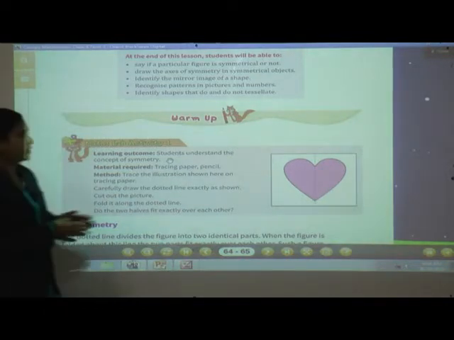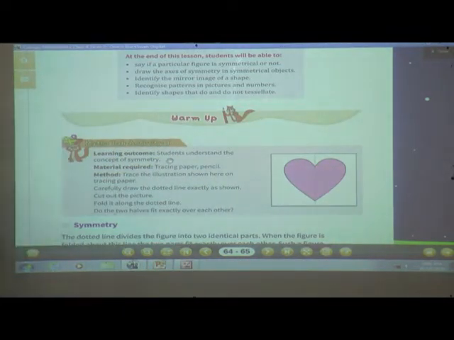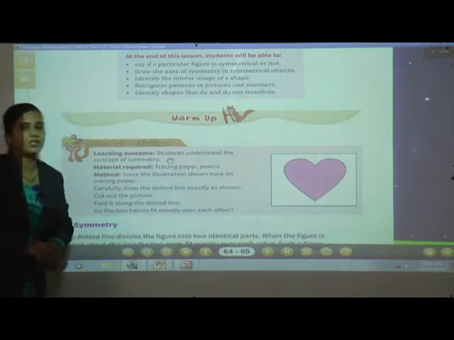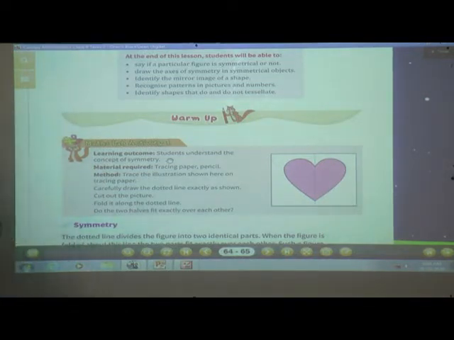Carefully draw the dotted line, exactly as shown. Cut out the picture. Fold it along the dotted line. Do the two halves fit exactly over each other? Okay, for that, what will we do now? We will do one experiment.